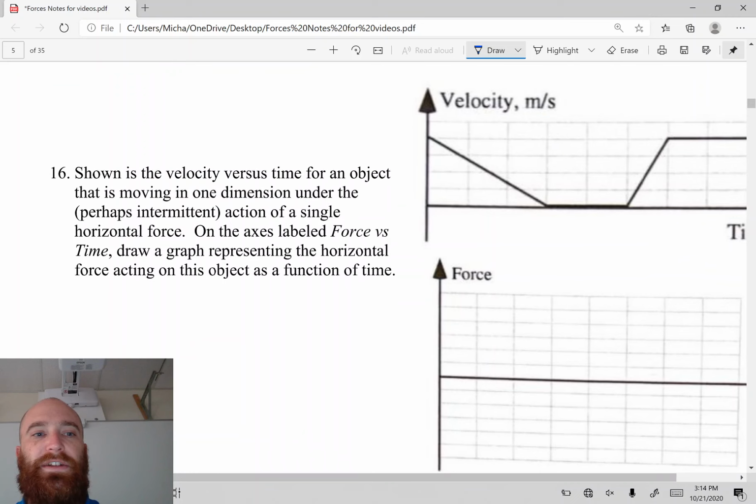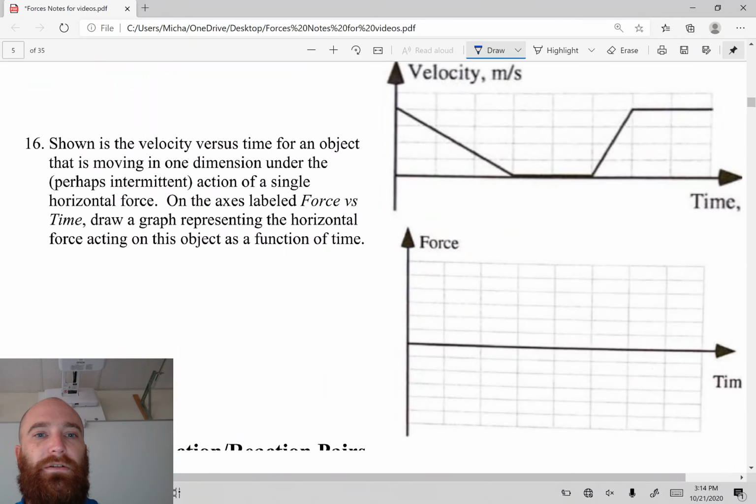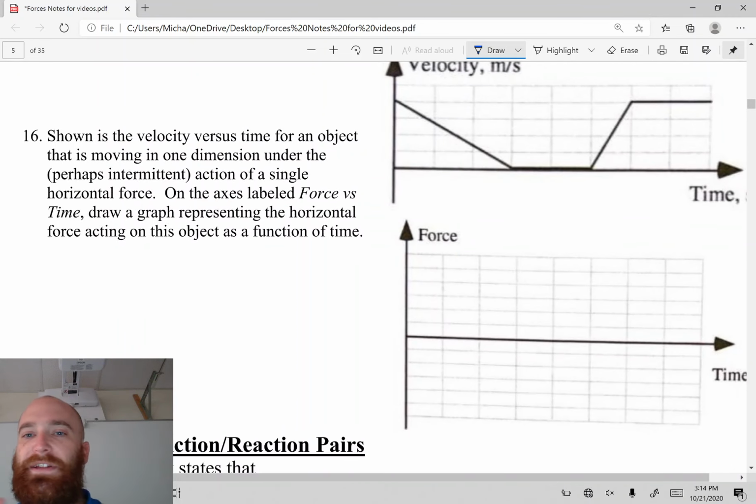Shown is velocity versus time for an object that is moving in one dimension under the intermittent action of a single horizontal force. So it's not always there, it's sometimes on, sometimes off. On the axis below, label the force versus time. Draw a graph representing the horizontal force. And I'm going to make this the net force, just to clarify that for you guys.